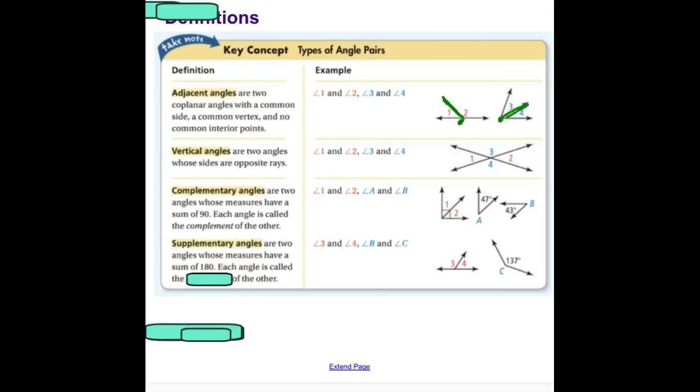Our next one is supplementary angles. Supplementary angles are two angles whose measures have a sum of 180 degrees. Each angle is called the supplement of the other. So together, these two angles would make a straight line. You can see that angles 3 and 4 together go all the way through a straight line. They're 180 degrees. And the measure of angle C and the measure of angle B, 137 plus 43 gives you 180 degrees.